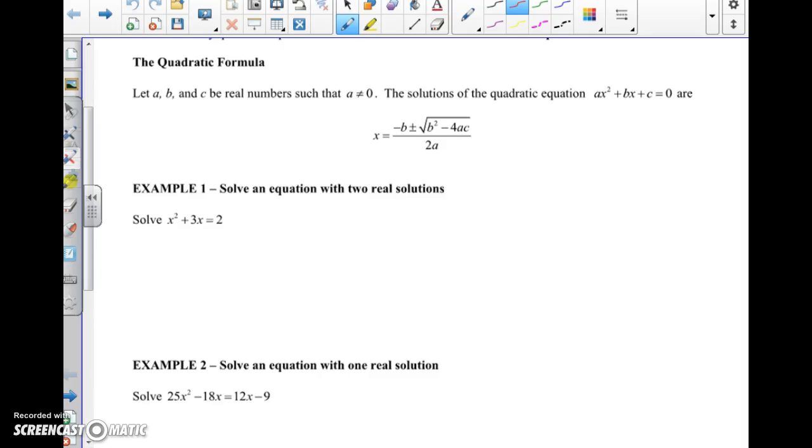Here's the first one, example 1. x squared plus 3x equals 2, right? Okay, what's the first thing you need to do to solve this? That's right, set it equal to 0. So you're subtracting 2 from both sides, setting it equal to 0.